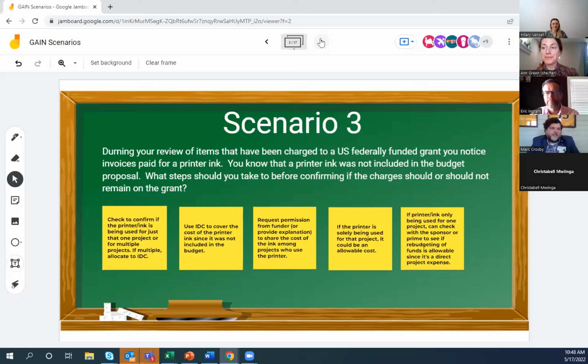Yeah, I think you guys hit the highlights there. You want to determine if it's something that should be included in your indirect costs rather than a direct cost and a direct expense. And generally speaking, the majority of the time, things like printer ink or office supplies are going to fall under indirect costs rather than being directly charged to projects.